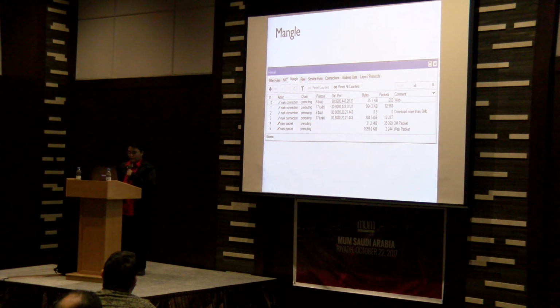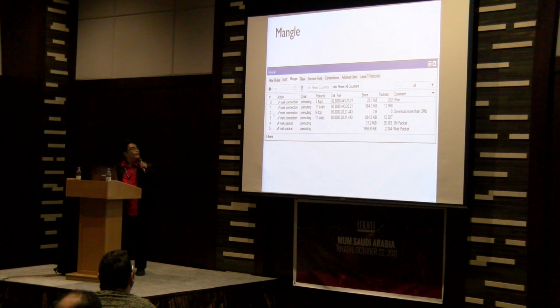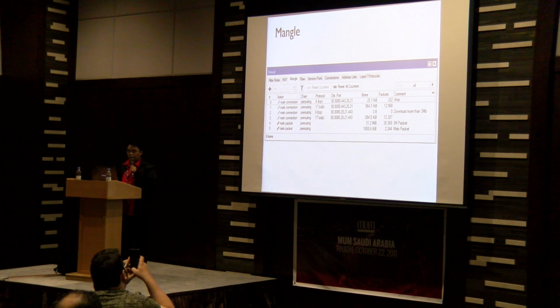The first rule that I've made is rule number 0 and number 1, then followed by rule number 2 and number 3. So as you can see, we have a pass-through. After the packets are processed at rule number 0 and rule number 1, they will be delegated to rule number 2 and number 3.